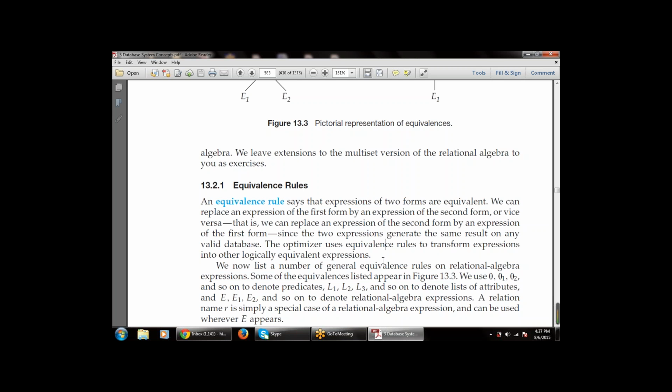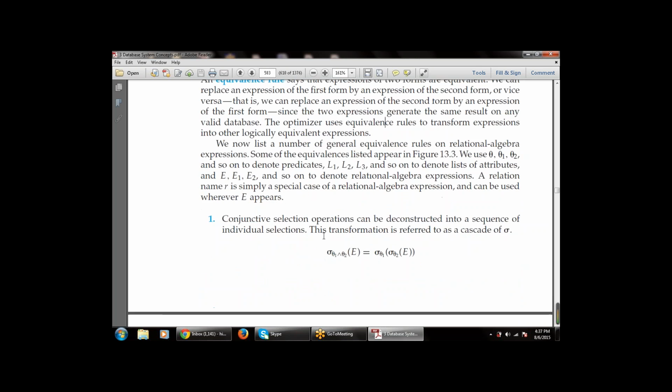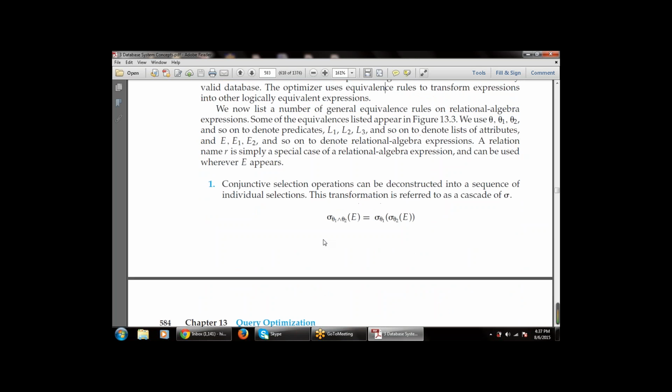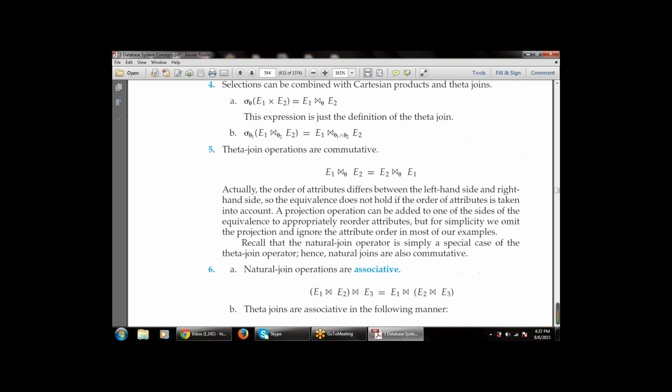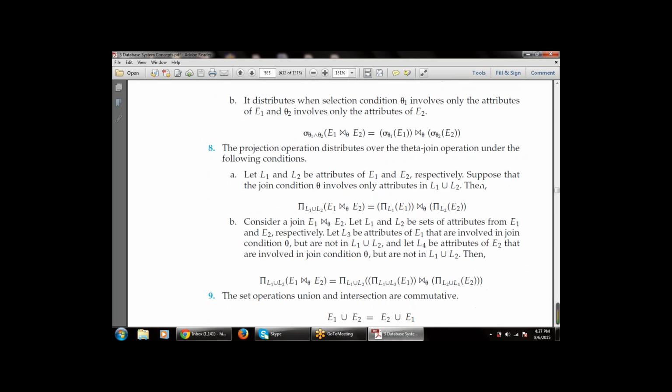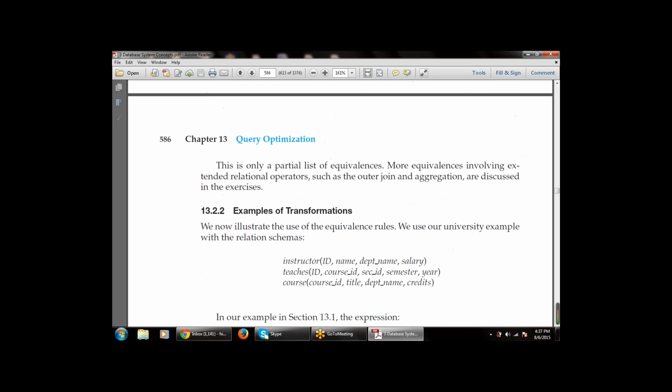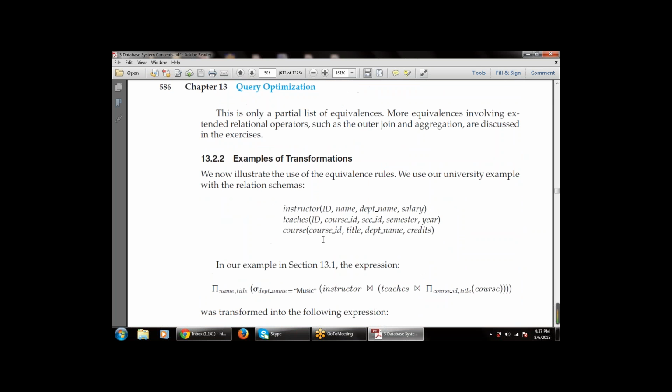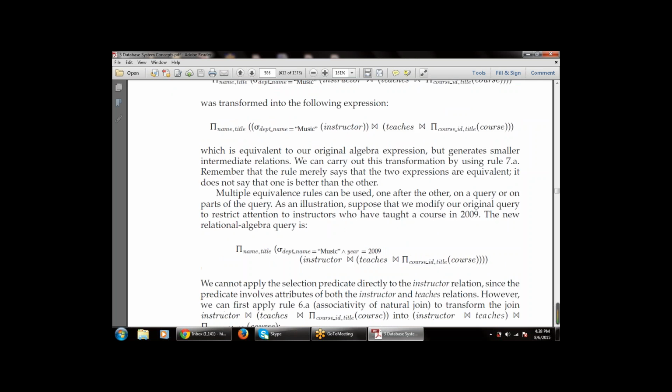We now list a number of general equivalence rules on relational algebra expressions. These are the various rules that are studied, such as commutative and associative natural joins. These are different rules. And this is an example of a transformation, that is, how to transform relational algebra queries. So these are the three methods, using the university example.